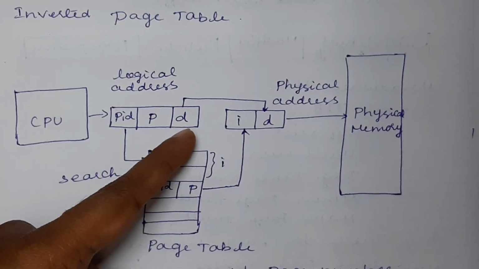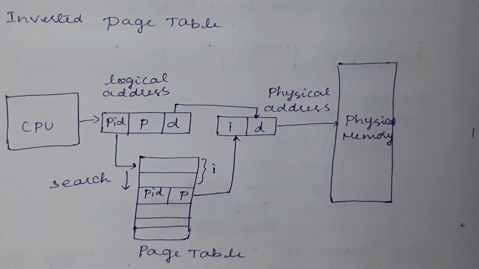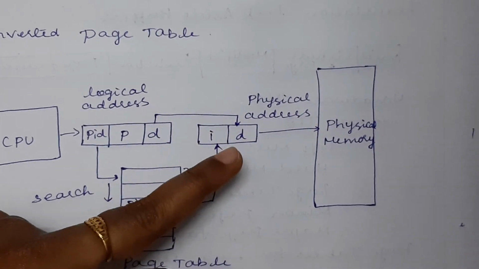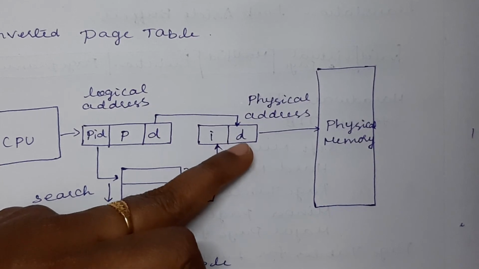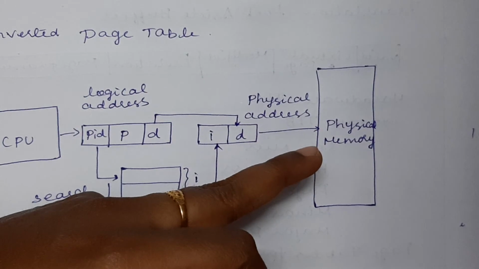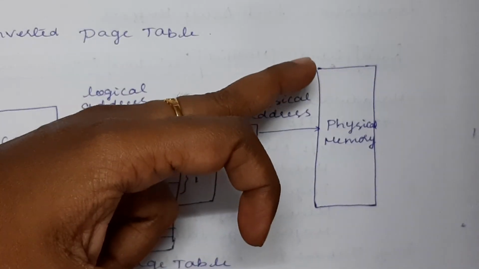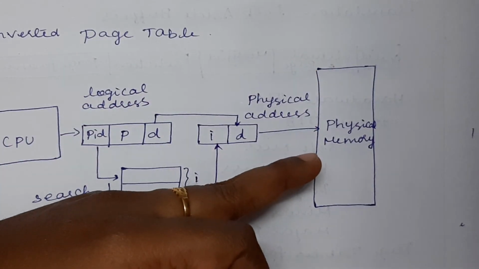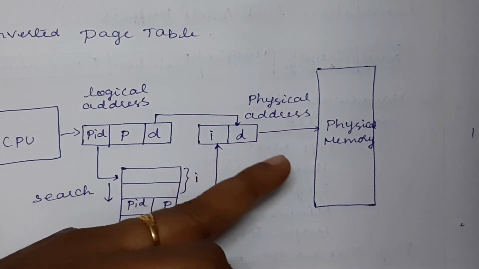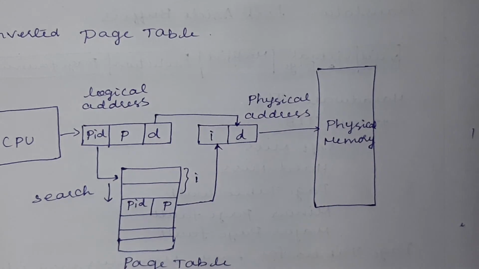Whatever the value of the offset, it is copied as it is to the physical address representation. Here we are just copying the offset value. From the same offset value, which means the starting address of the frame, we can get the particular location of any content in that frame.